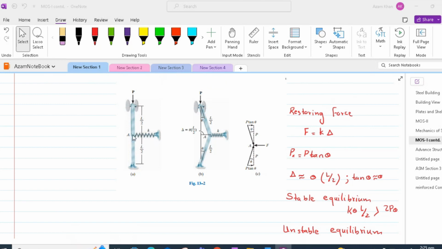So at point A, we would have a load P, the restoring force F of the column, and another load P induced by this lower vertical bar, because that P is resulting from the equilibrium of joint A.